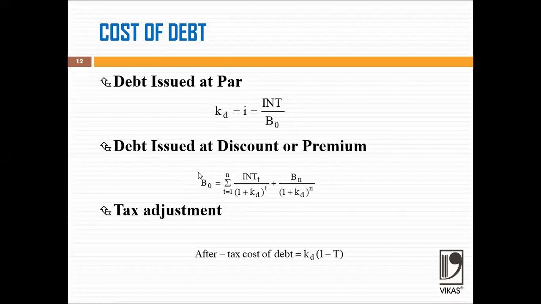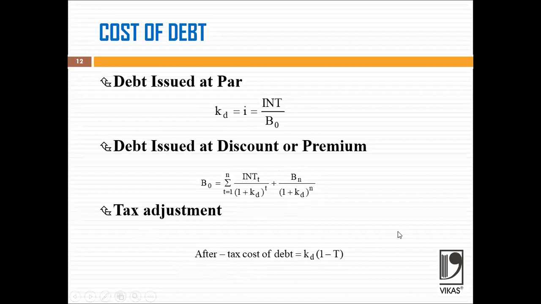If debt is issued at discount or premium, value of the bond equals, remember this formula, right? We already discussed this formula. Value of the bond today is equal to the summation of interest divided by 1 plus KD. It means present value of future interest, future cash flow, plus maturity value of the bond and its present value. In case of tax, we have to find after tax cash flow. So the after tax cost of debt equals cost of debt times 1 minus T.